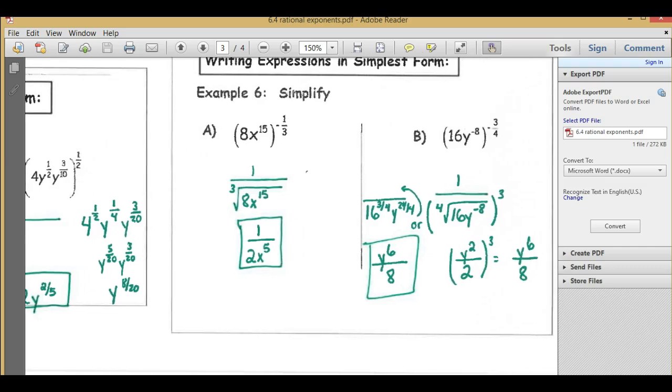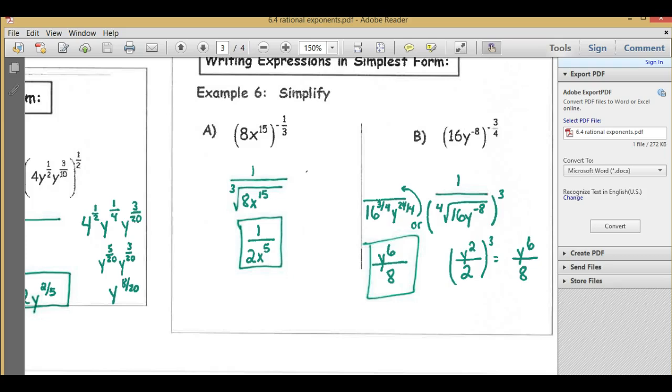Alright, so the first one, again, I changed to a radical. So I made it a negative by converting it into a fraction. The 1/3 is the same thing as the cube root. Well, the cube root of 8, I did not write the factor tree, but 2 times 2 times 2 is going to be 8. So I'm going to have a 2 out there. And you can either draw out the 15 x's and circle them, or take 15 divided by 3 and you get 5. So you get x to the 5th.